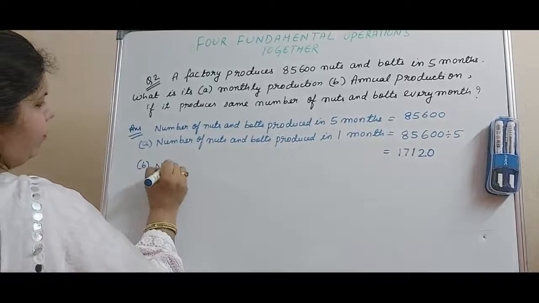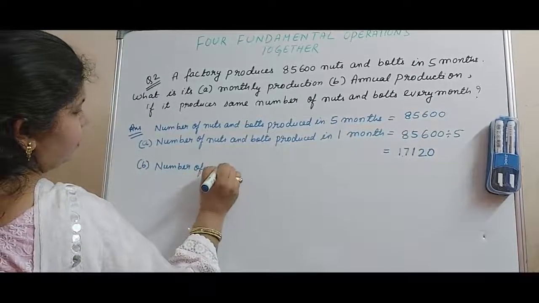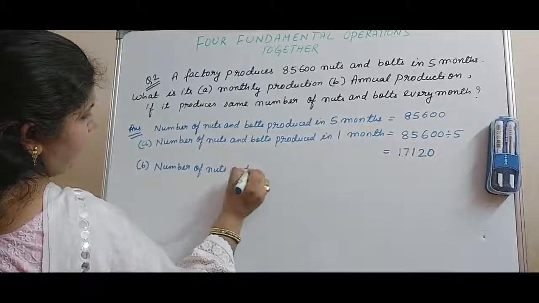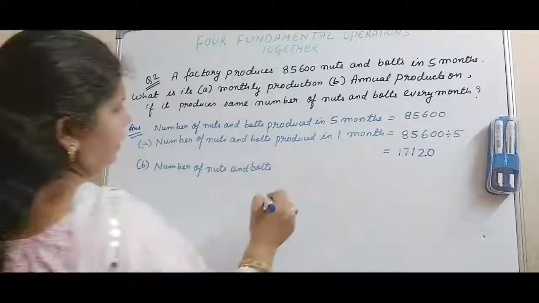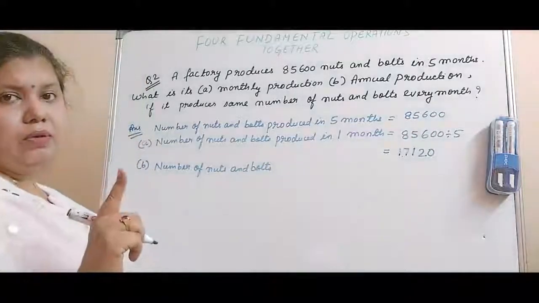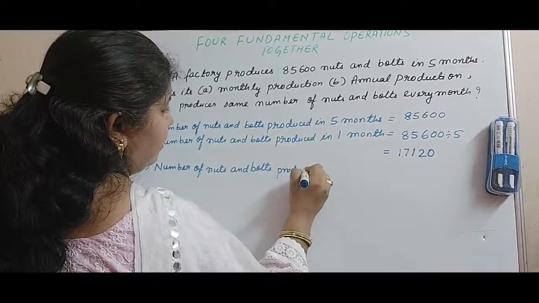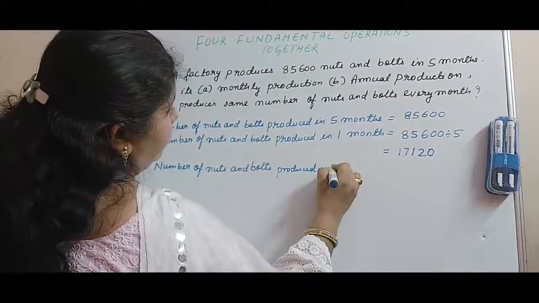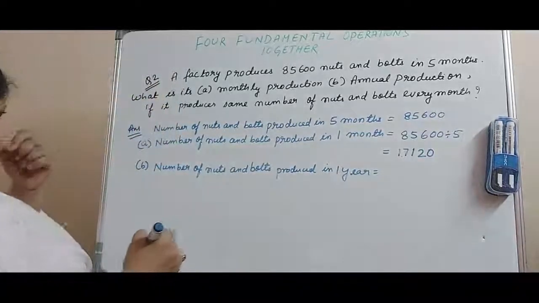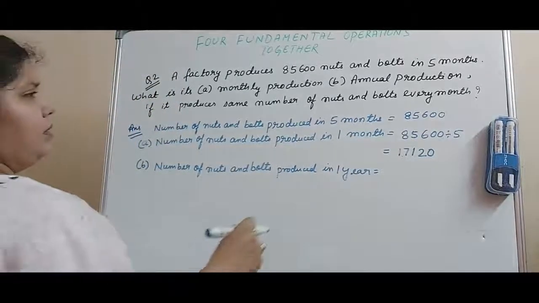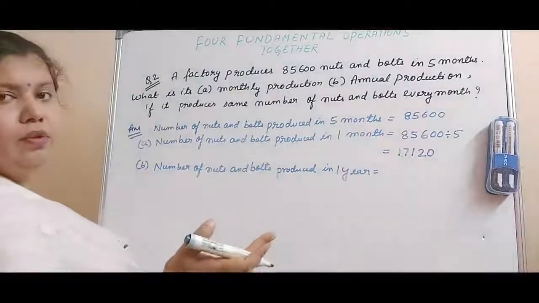Number of nuts and bolts produced in 1 year. Annual means 1 year. Okay. So produced in 1 year equal to, if in 1 month this many is produced, then 1 year means you have to multiply it by 12.